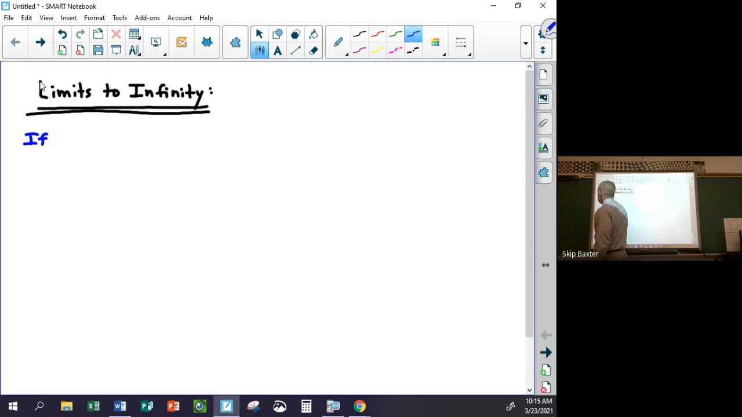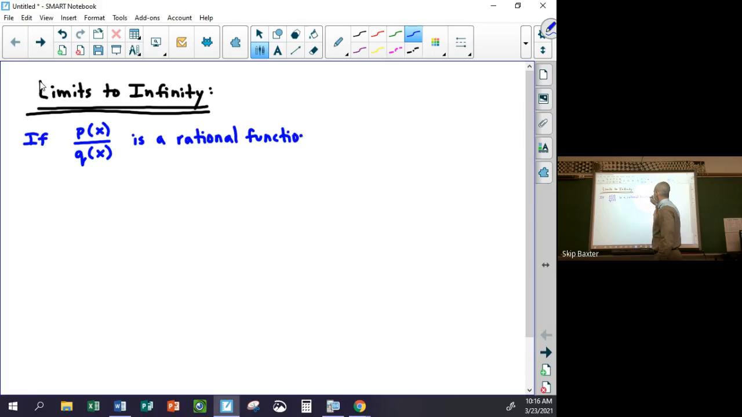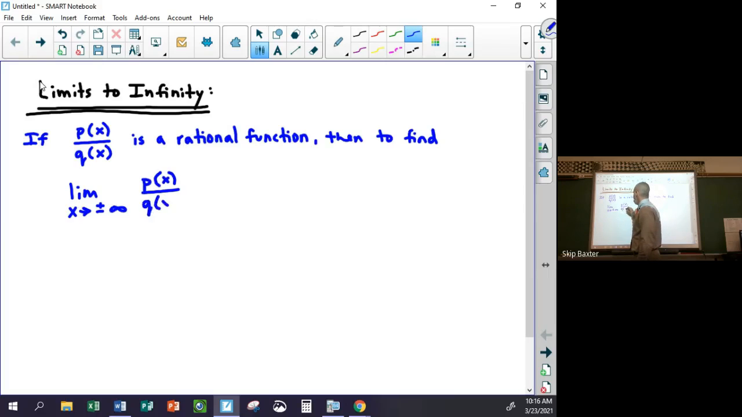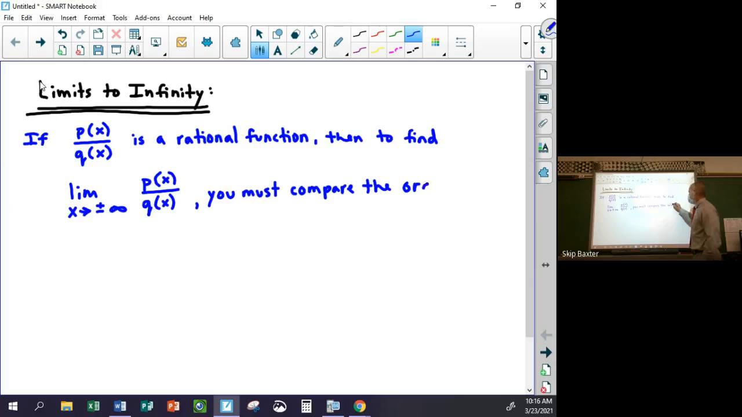If P of x over Q of x is a rational function, then to find the limit as x goes to plus or minus infinity, doesn't matter which one, of P of x over Q of x, you must compare the orders of P of x and Q of x.